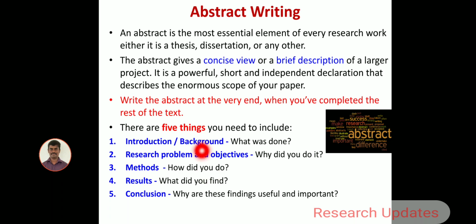The fourth one is the results. In this, you have to explain in detail what you found, the most important findings. And finally, the last one is the conclusion. In conclusion, you have to tell why these findings are useful and important. So all these 5 things should be included in an abstract.